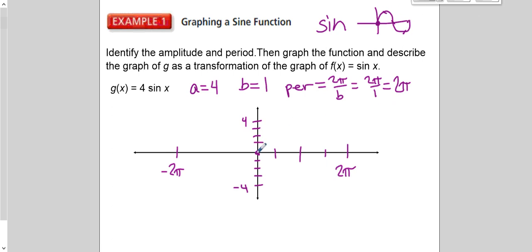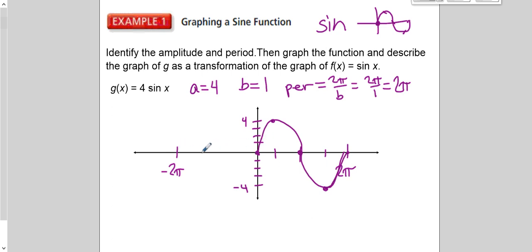So we start from the middle, and then the next mark will go up to the top, to the 4. The next mark is going to come back to the middle. Next mark, we're going to go down to the bottom. So middle up, middle down, and back to middle. That gives us our hill and our valley. Kind of missed. And then we want to repeat that over here.